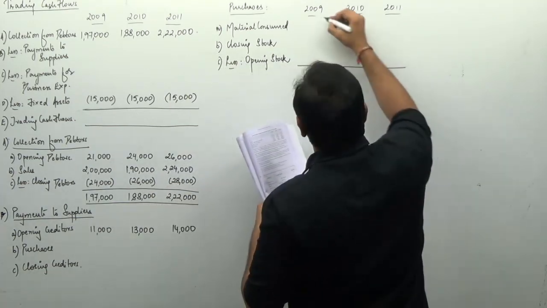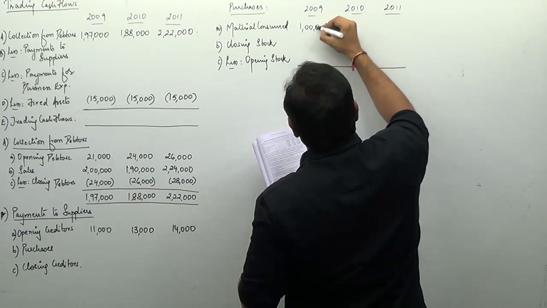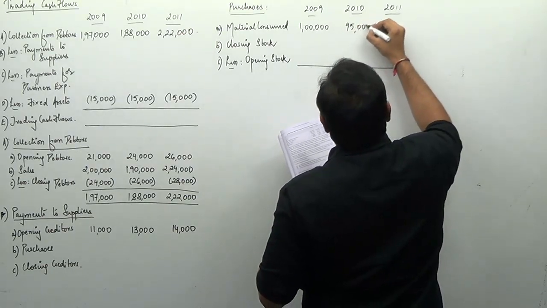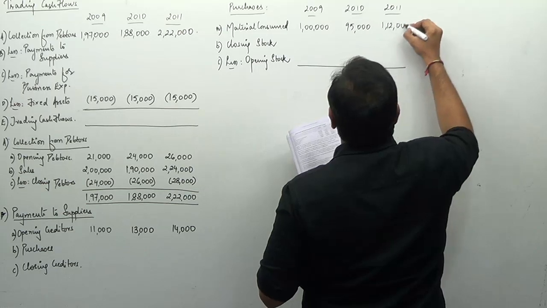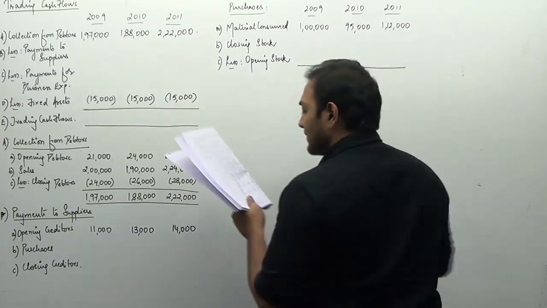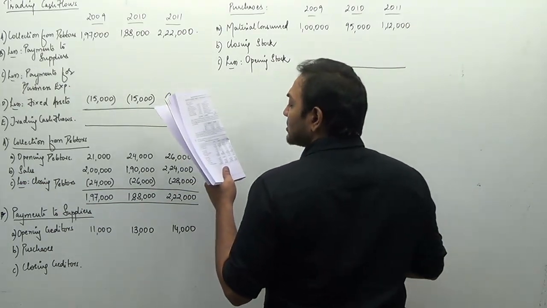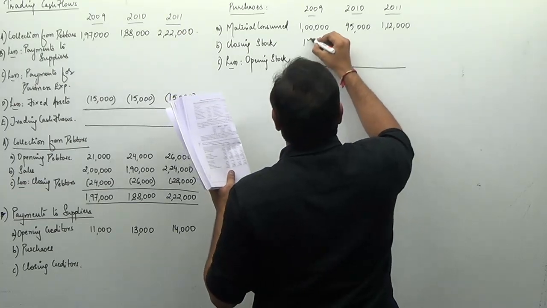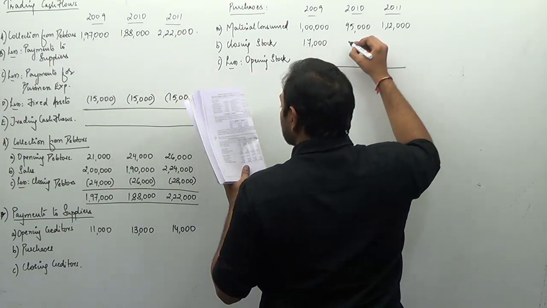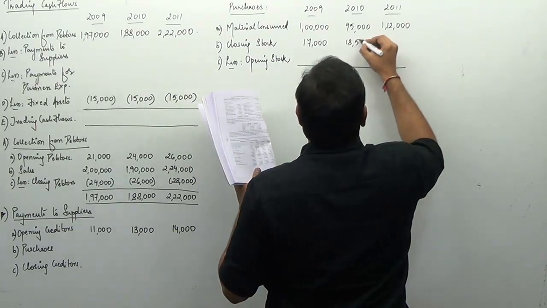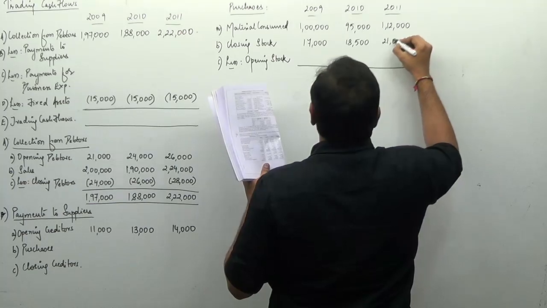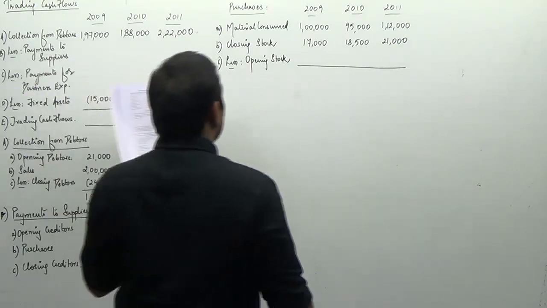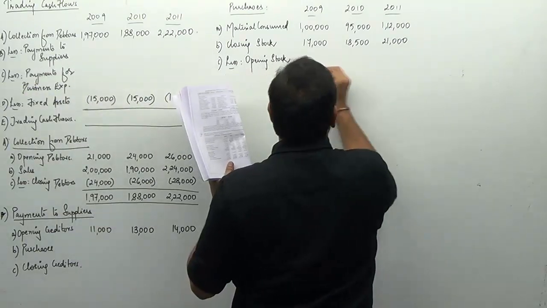Materials consumed, I can directly place the figures. 2009, 1 lakh. 2010, 95,000 only. Last year is 1,12,000. Closing stocks. Pick up the closing stocks. 2009 closing stock given in the balance sheet is 17,000. 2010 closing stock is 18,500. 2011 closing stock is 21,000. Opening stock is last year's closing. 2008 closing will be your opening stock.